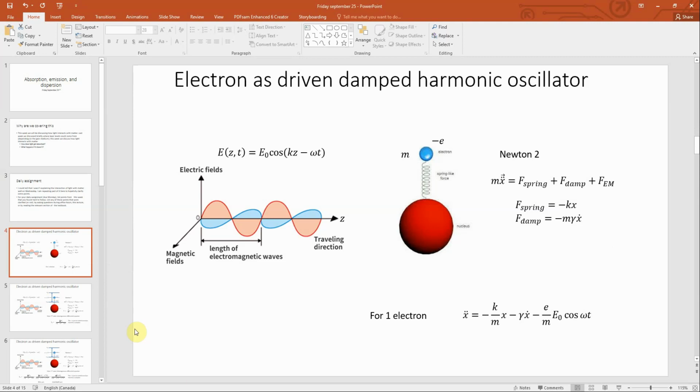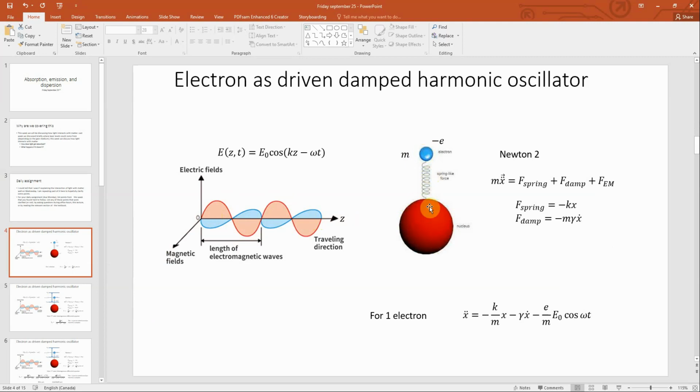It comes in and oscillates with a frequency omega, and it has a spatial period lambda, given by 2 pi over lambda equals k. So this light wave is oscillating in x, it's polarized in x, and it's propagating in z, and then it hits this atom here, which is composed of an electron, and we're going to model this electron as attached by a spring to some nucleus.